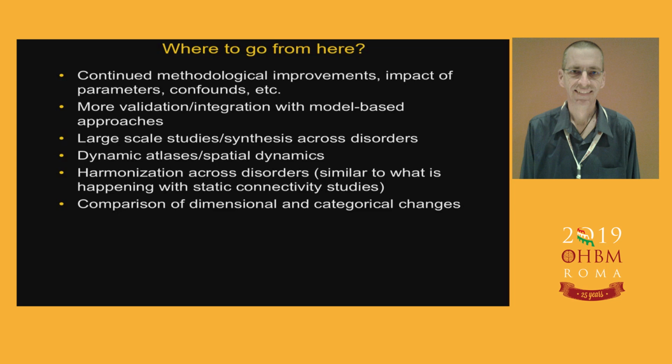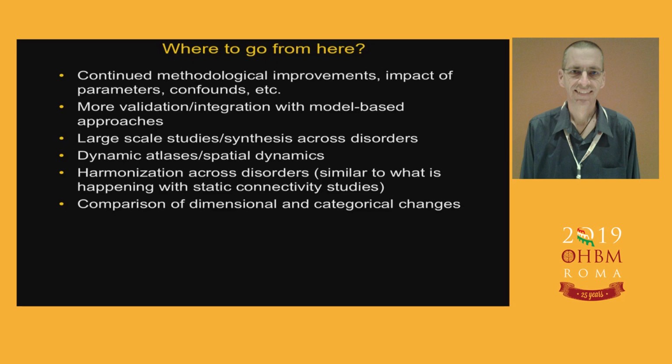I think we still have a ways to go in terms of methodological improvements, looking at the impact of parameters and looking at the impact of confounds. There are a ton of validation studies and integration studies ongoing, which I think is heading in the right direction. For these time-resolved studies, we need more large-scale studies and to look at synthesis across disorders. We need to start to build dynamic atlases, so not just looking at fixed atlases over time, since we're dealing with brain function, and things are changing over time in terms of how they're coupled.